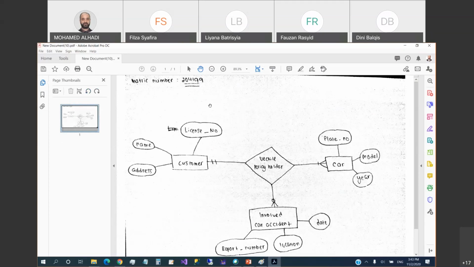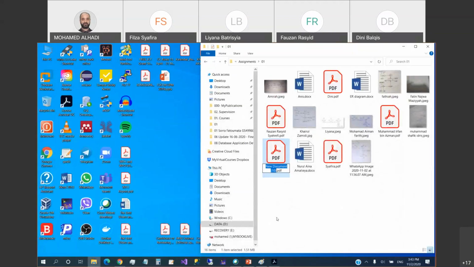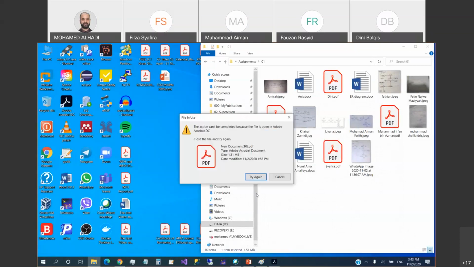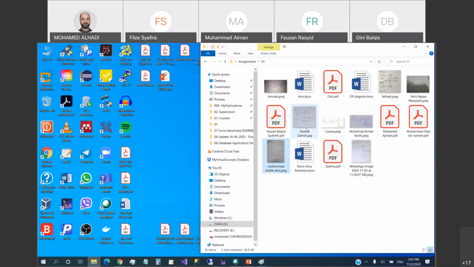This one is for who? This diagram. Yes, doctor. What's your name, please? Muhammad Aiman. Ayman, like this? Yeah. Okay. Where is it?